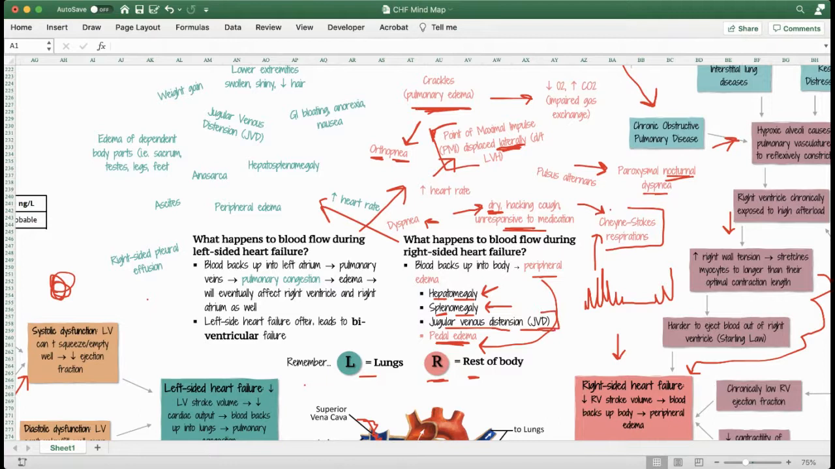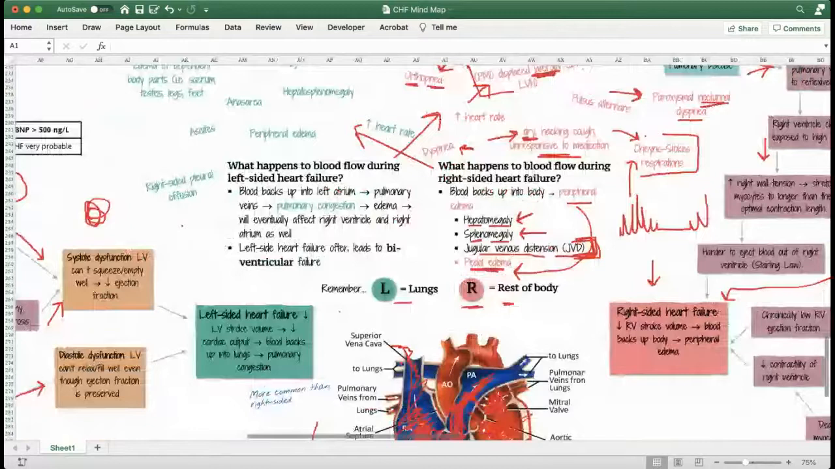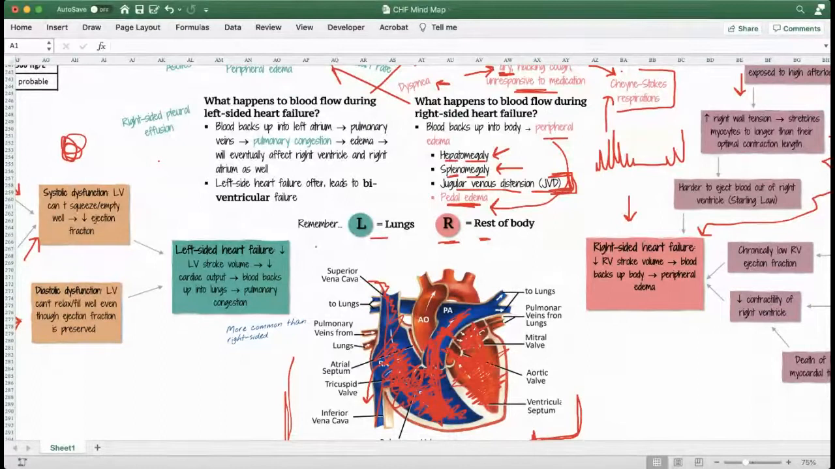The only way you're getting JVD with left-sided heart failure is if it's backed up all the way to right-sided heart failure, right? It just doesn't make sense. When your left side is full, it's backing up into the lungs. When your right side is full, it's backing up into your veins, right? And we're talking veins here. So let's look at some of the other kinds of problems that we have.